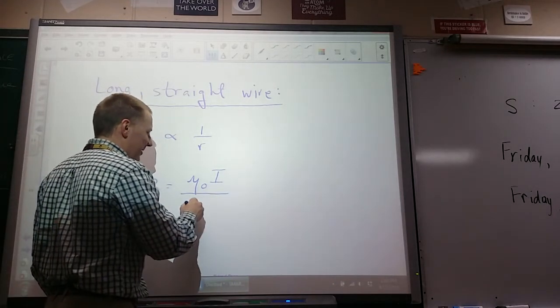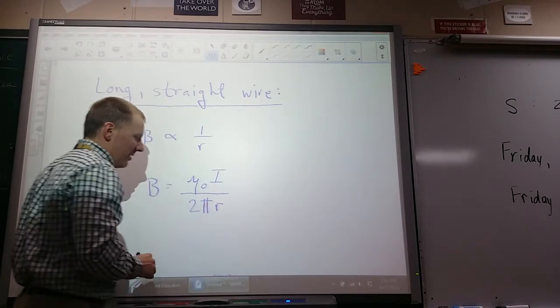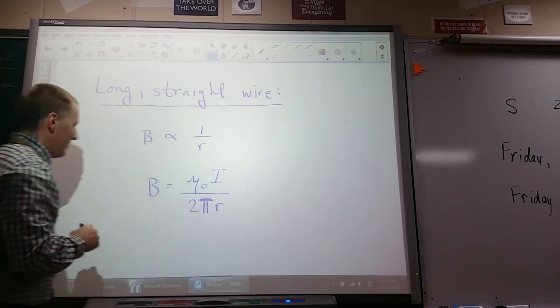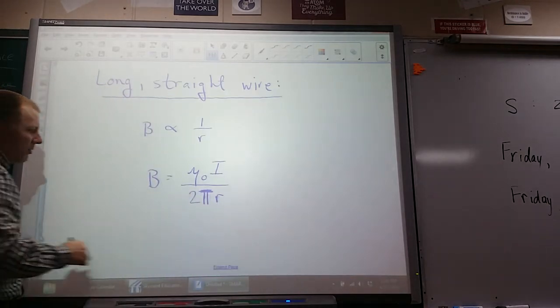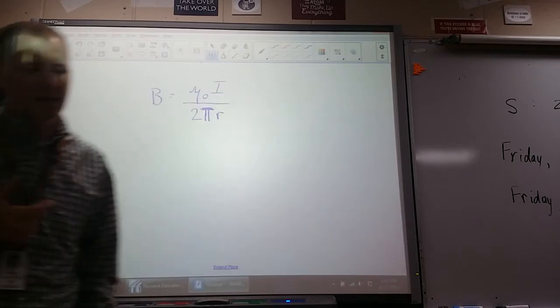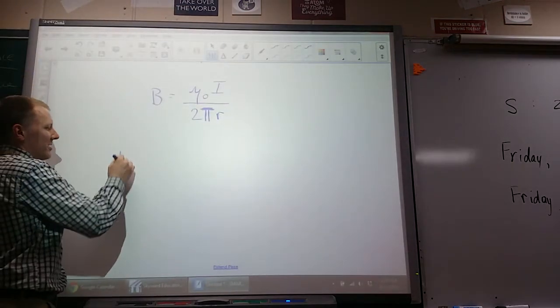I didn't say that. Over 2 pi times the radius. That's a pi. Okay, so now mu here is a special constant that keeps coming up. It's called the permeability of free space.